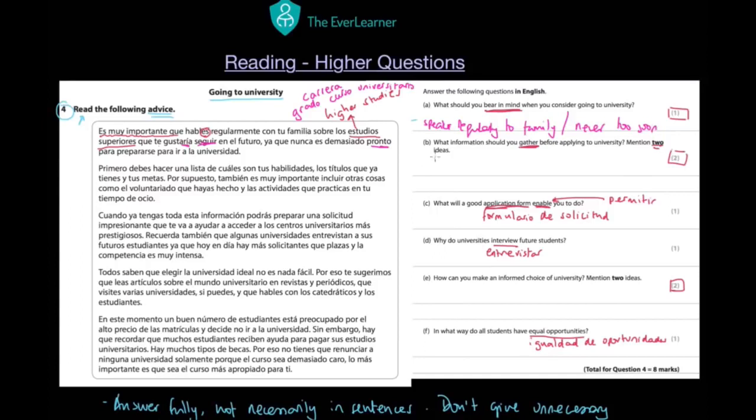What information should you gather before applying to university? So, primero, first, debes hacer una lista, a list, de cuáles son tus habilidades. Okay? Habilidad is not ability, it's skill. Notice that the word for ability is more things like capacidad. So, what are your skills? Los títulos, notice, super important word, títulos, certificate, que ya tienes, which you already have, y tus metas, another important word, meta, goal.